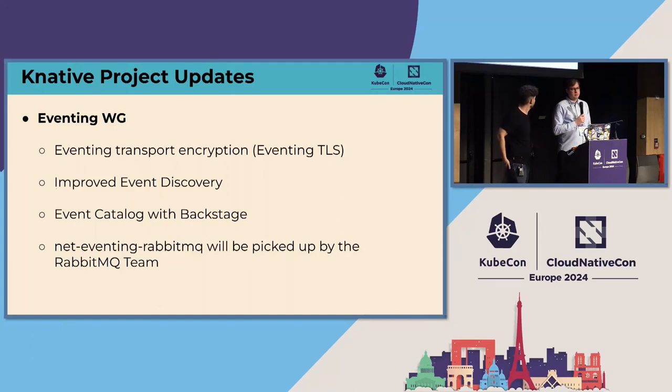Apologies that this isn't an intro talk that explains this. Rabbit isn't the only solution there. Kafka is the other one, and then I think there might be another bus. Okay, I think Kafka and Rabbit are the main ones.